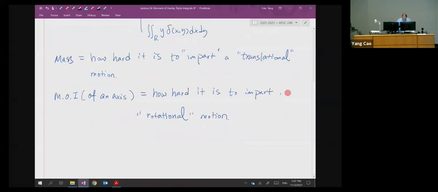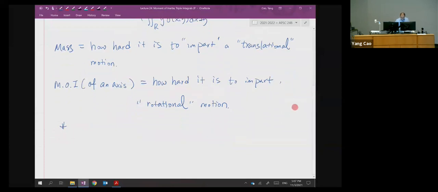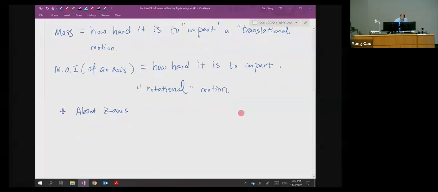Let's look at a couple of derivations of how this moment of inertia is derived. Since moment of inertia is about an axis, we will look at the formulas about different kinds of axes. First, let's look at the moment of inertia about the z-axis. The drawing is like this.